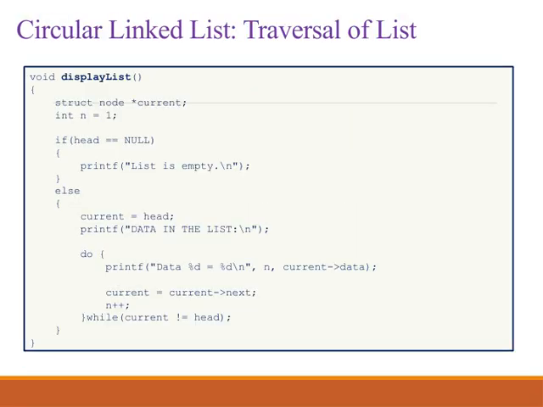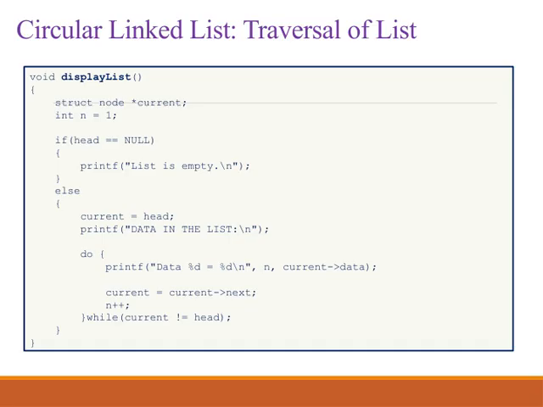Let's take a closer look at how we traverse a circular linked list. In this example, we use the displayList function to print all the data in the list. First, we check if the list is empty by seeing if the head pointer is null. If it is, we simply print a message indicating that the list is empty. If not, we start from the head node and initialize a current pointer to traverse the list.